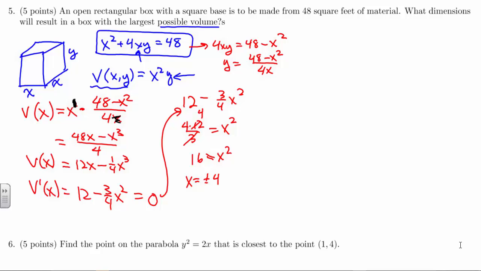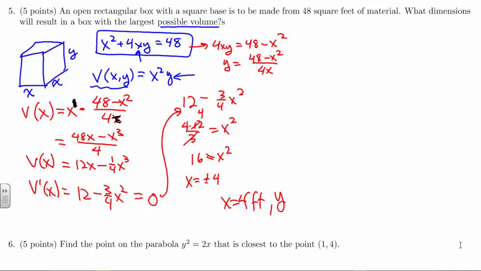But of course, we can ignore the negative version of that because we can't make a box with negative side lengths. If we could, that'd be really cool. But we can't. All right. So x is going to be 4. x is going to be 4 feet.